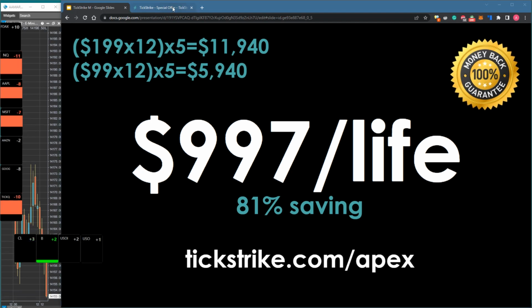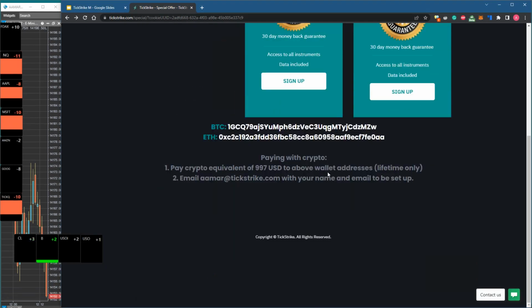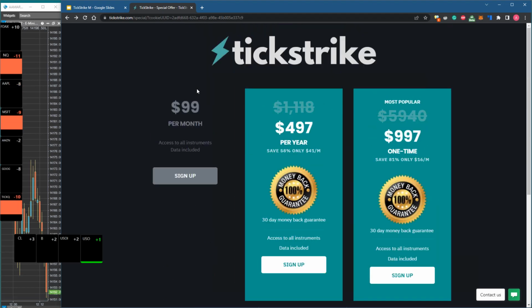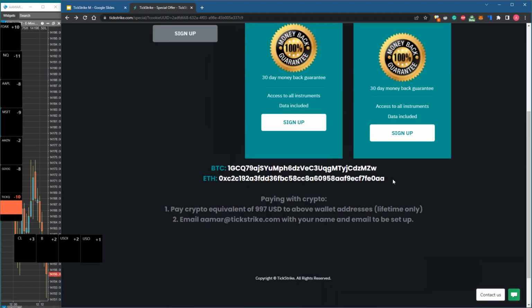Fred is asking, I can't see a crypto payment option. It's right there at the bottom of the page. Go to TickStrike.com/Apex, and you should see BTC or Ethereum.